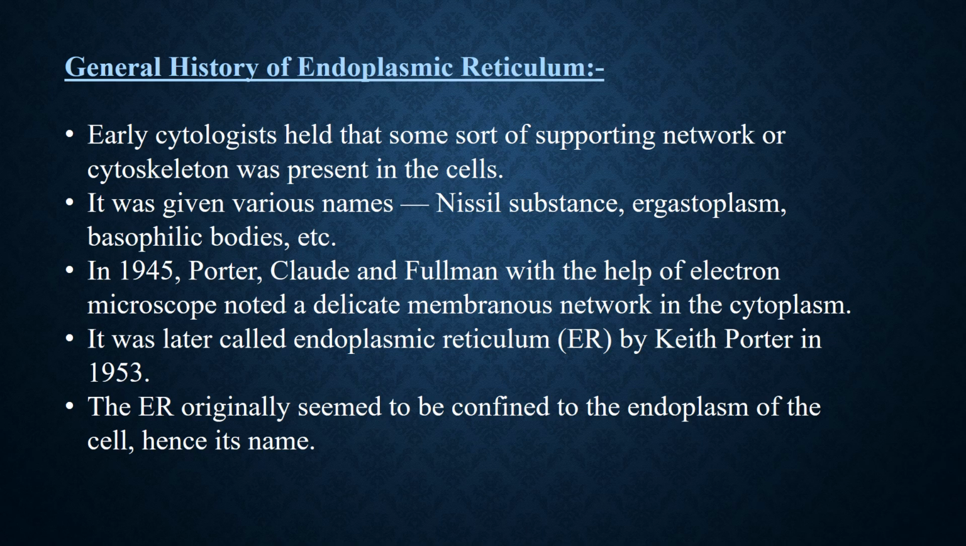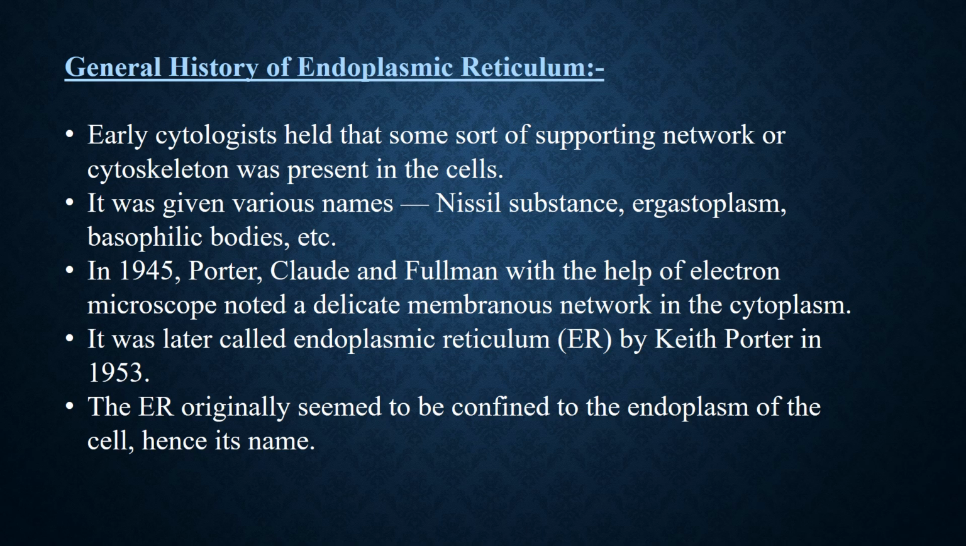Early cytologists held that some sort of supporting network or cytoskeleton was present in the cells. It was given various names such as basal substance, ergastoplasm, basophilic bodies, etc. In 1945, Porter, Claude, and Fullam, with the help of electron microscope, noted a delicate membranous network in the cytoplasm.